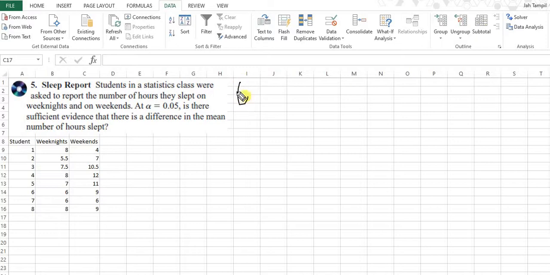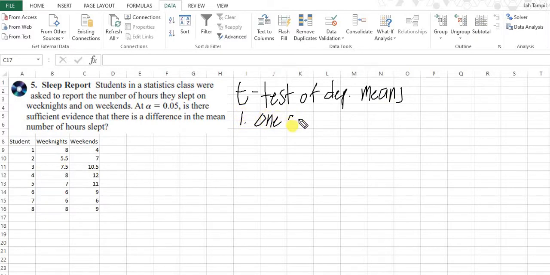So let's try to answer if this problem is indeed for the test of dependent means. Remember, for t-test of dependent means, this should be one sample, but we have two data sets. So let's take a look at our given data sets.